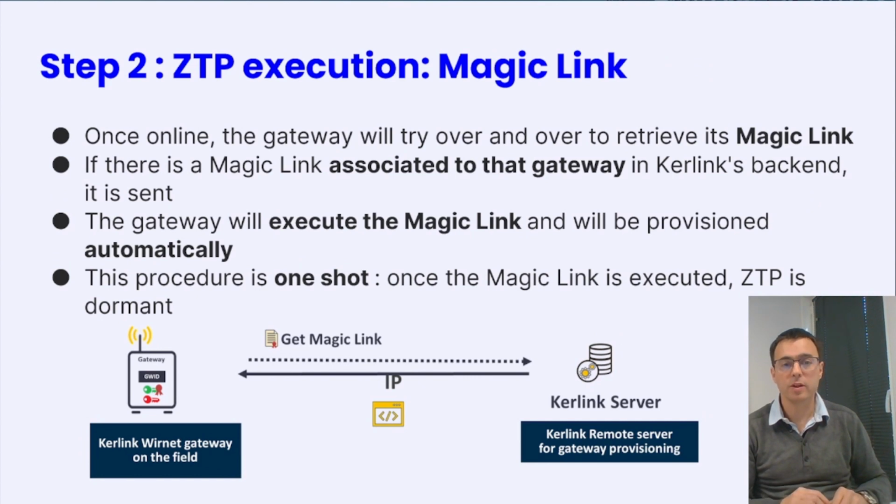The step 2, the main part, is the ZTP execution, so what we call a magic link. Once online, the gateway will try over and over again to retrieve its magic link. So if there is one, if our support team configures one, which is associated with that gateway in the Kerlink backend, it is sent to the gateway. The gateway receives that link and executes the scripts automatically. This procedure is a one-shot, meaning that the magic link is executed only once, and then ZTP keeps dormant. So that's the same process where we connect to the Kerlink server and we get a script, a script which is called magic link, and we execute it.